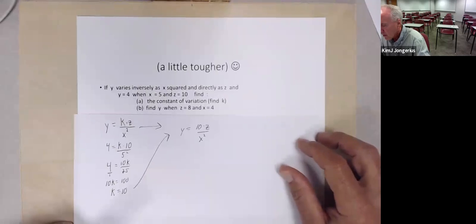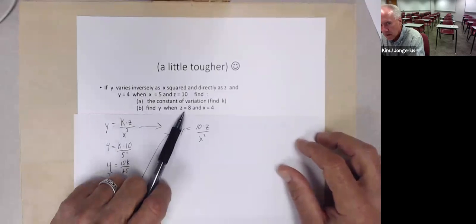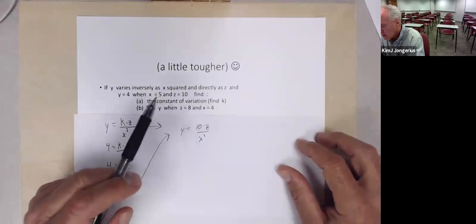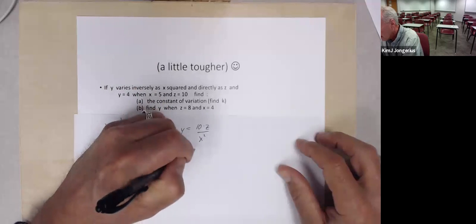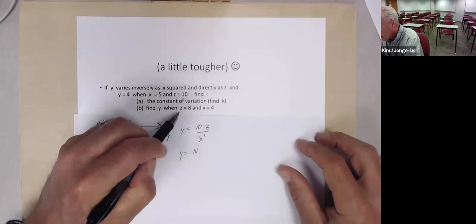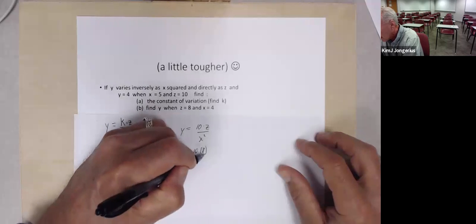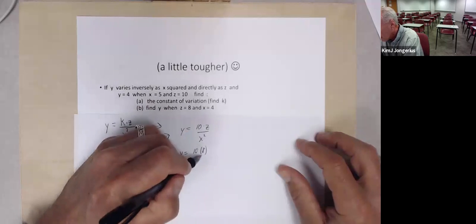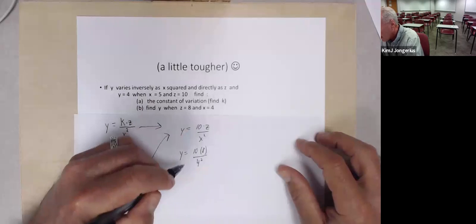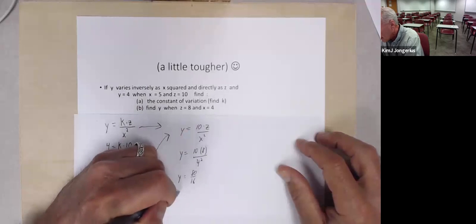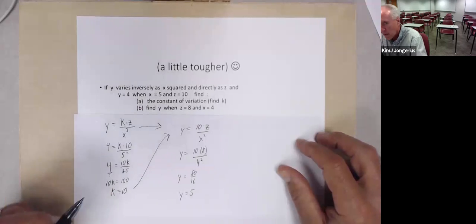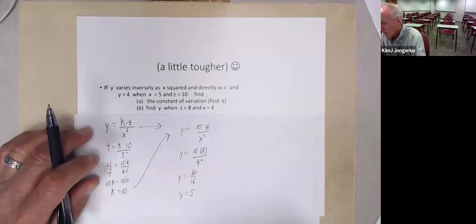So now if I want to find y when z is 8 and x is 4, I'm going to be substituting those values in. So instead of the z, I'm going to have an 8. The x is a 4, but it needs to be squared. So this will be 80 over 16, turning out to be 5. And that would be my y value at that point.